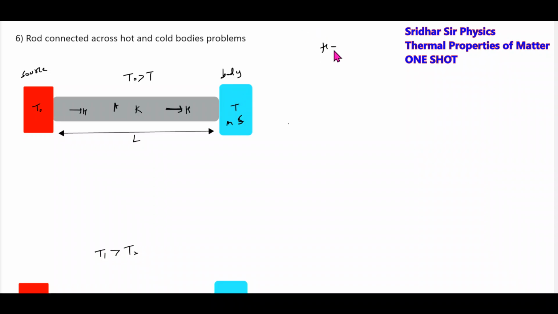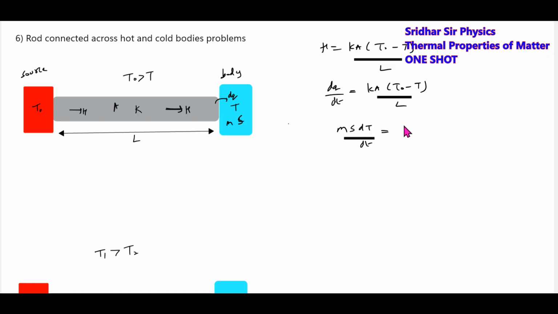Then what is this? H is equal to KA (T0 minus T) by L. What is H equal to? dQ by dt. KA (T0 minus T) by L. dQ further, the heat received by the body in interval of time dt. This should be equal to m specific heat dT. This will be KA by L. Now this will become dt.